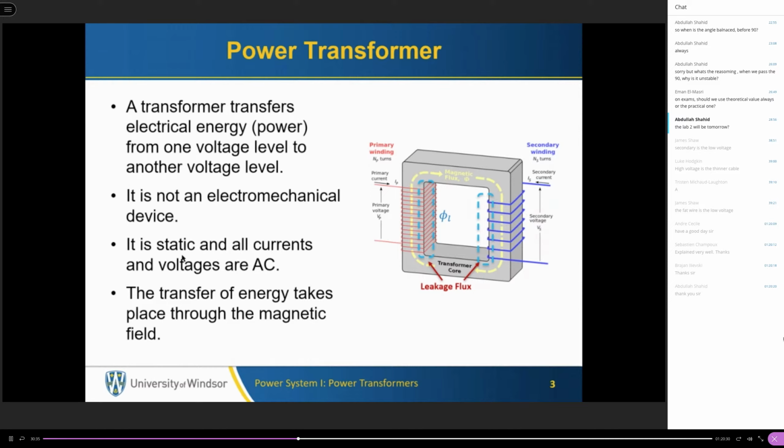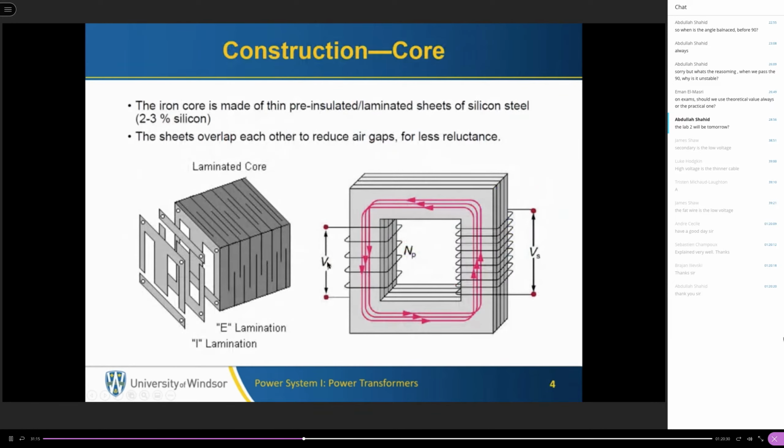These devices are not electromechanical devices. So they are stationary. They do not rotate. And the idea behind transferring power from the primary side of the transformer to the secondary side is done through magnetic coupling between the two sides. Okay. So as you can see, we have a magnetic core. We have the primary and secondary winding, and based on the turns ratio, we can step up or step down the voltage. This is something that all of us know.